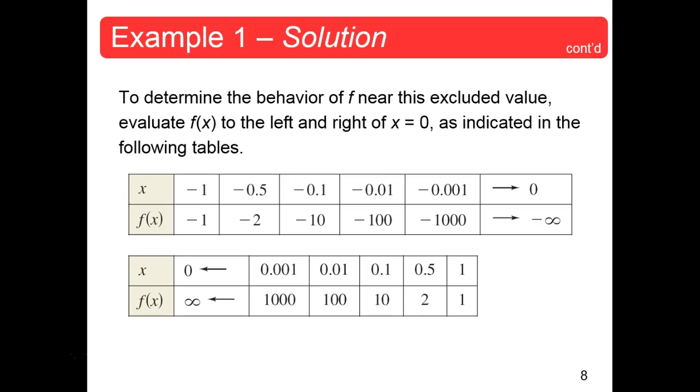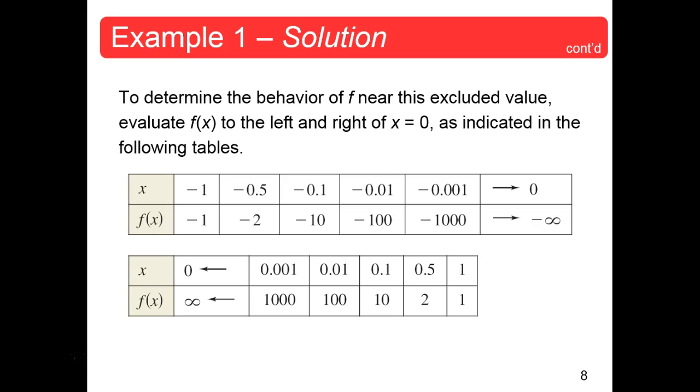Now let's approach 0 from the right-hand side. Okay? And they start over here. 1 would produce 1. 0.5 or 1/2 produces 2. 1/10 produces 10. 1/100 produces 100. 1/1,000 produces 1,000. Yeah, the closer you get to 0, the more that's going toward positive infinity. It does not have a limit. It just keeps rising forever.